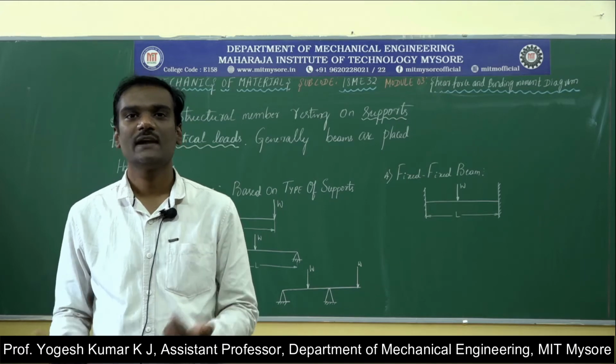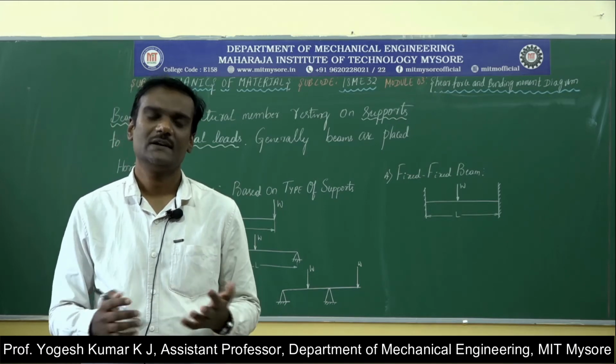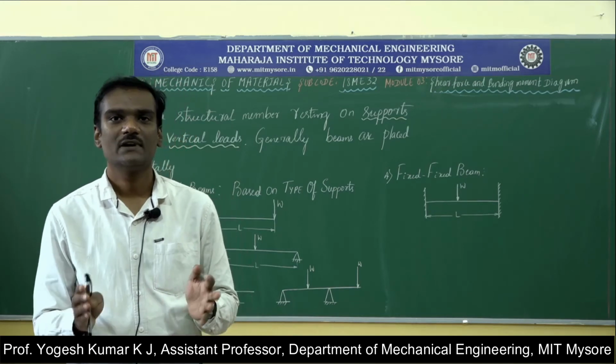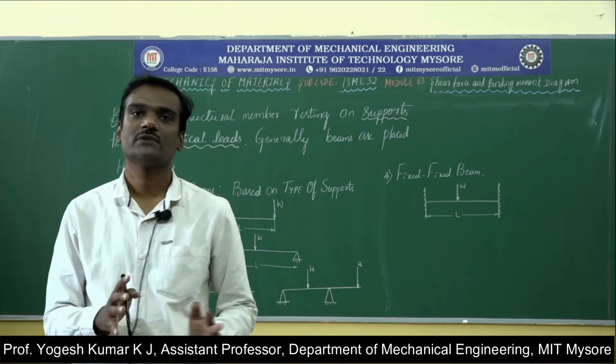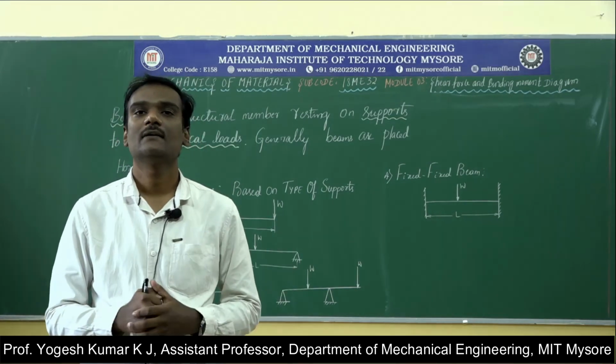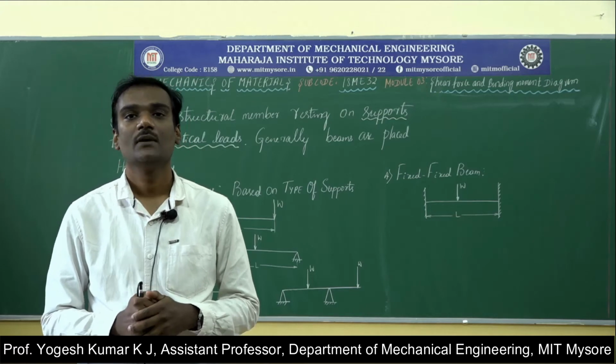The type of support is again a simple support, and it is a modification to the simply supported beam, where we are just seeing a hanging portion of the beam coming on either side. So the last category that we have is fixed beam.